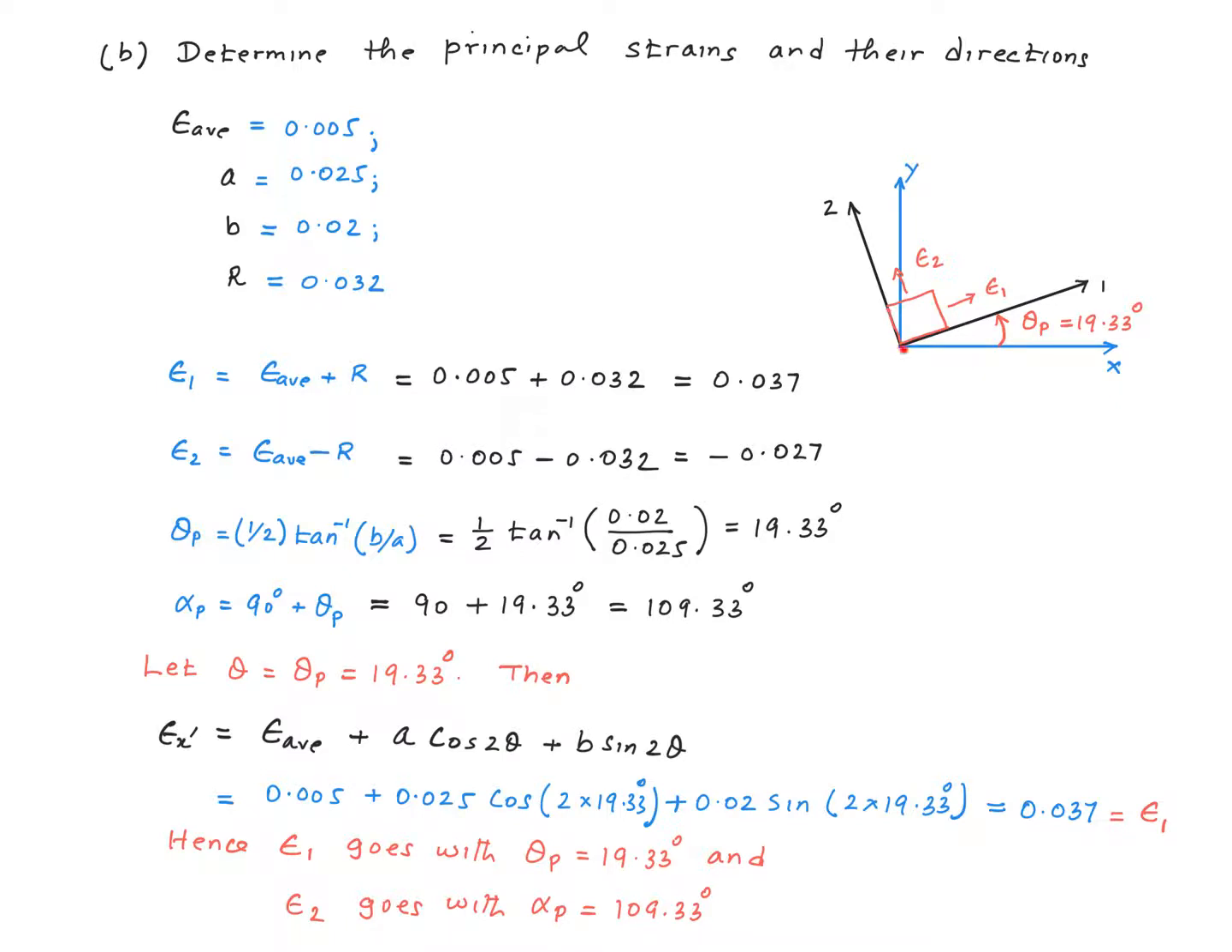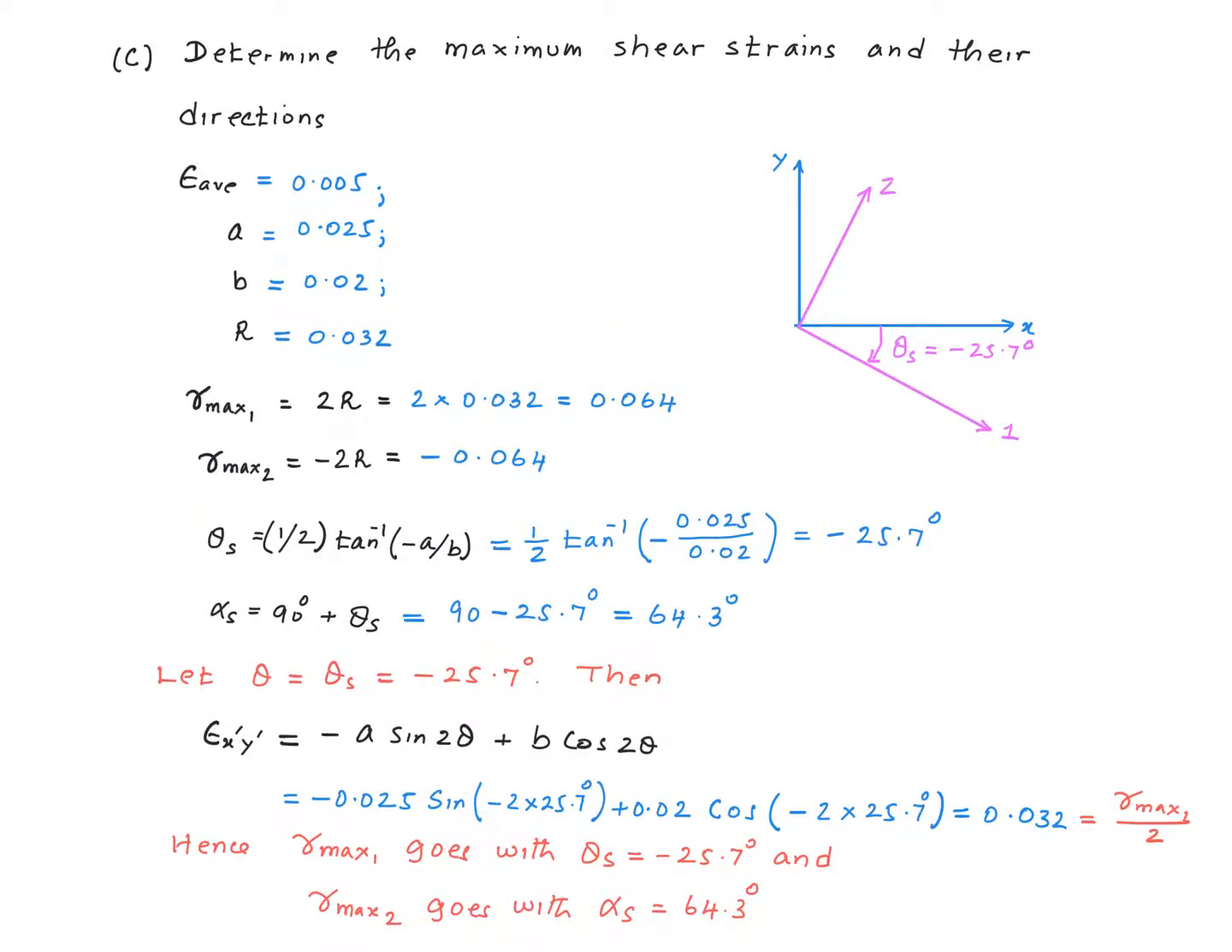So if you had a rectangular differential element like this, defined with respect to the directions 1 and 2, this element will deform with these principal strains. There will be no shear strains. Remember the definition of the principal stresses, right? The element is subjected to the principal stresses with no shear stresses on the faces, right? The same thing is true for the strains as well. So there is no shear strain with respect to these directions 1 and 2.